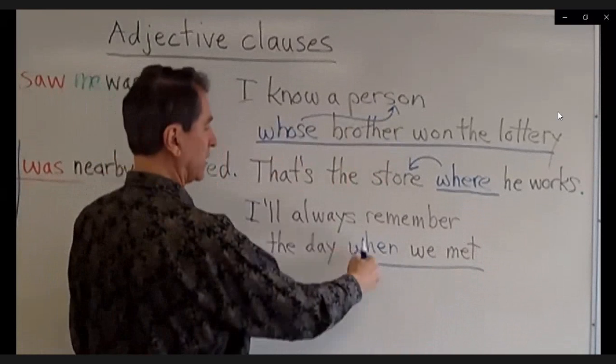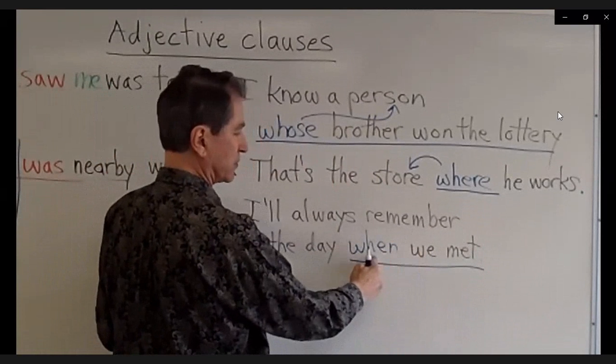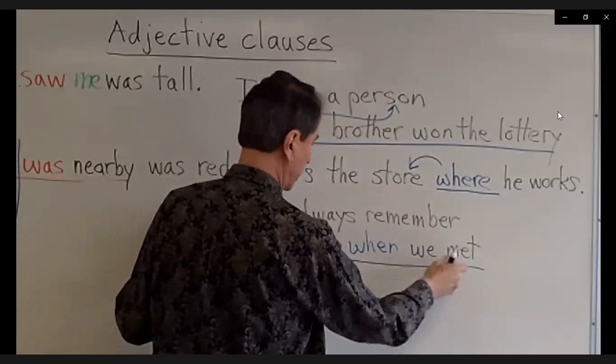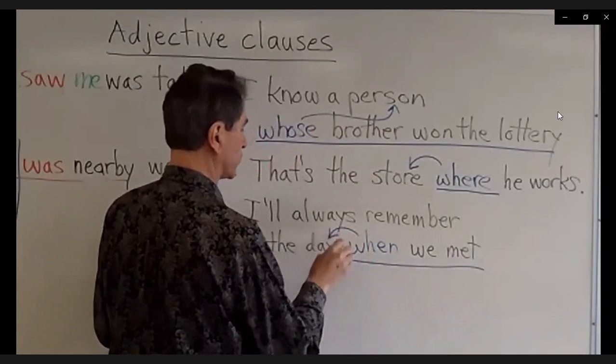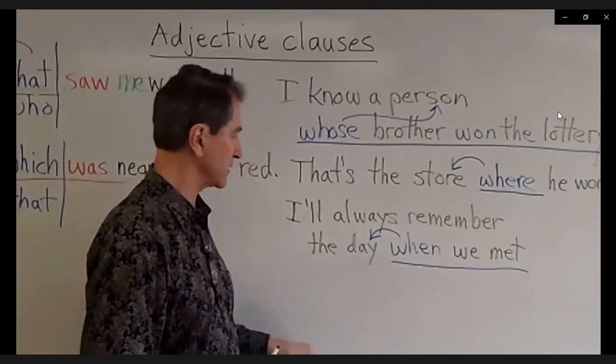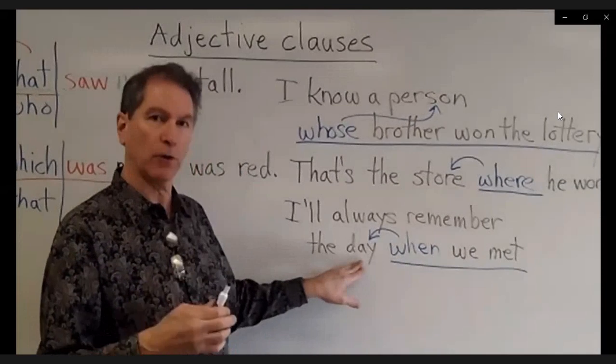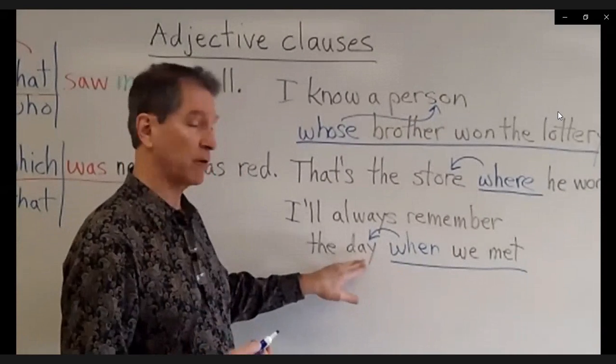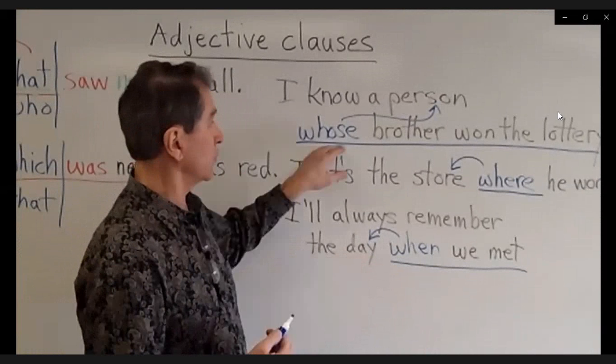When is the last marker I'm introducing today. When we met: notice there's a marker, there's a subject, and a verb, and all of this gives more information about day. So one of the things you've noticed about adjective clauses is that they always follow the word that they describe. It gives more information about day.